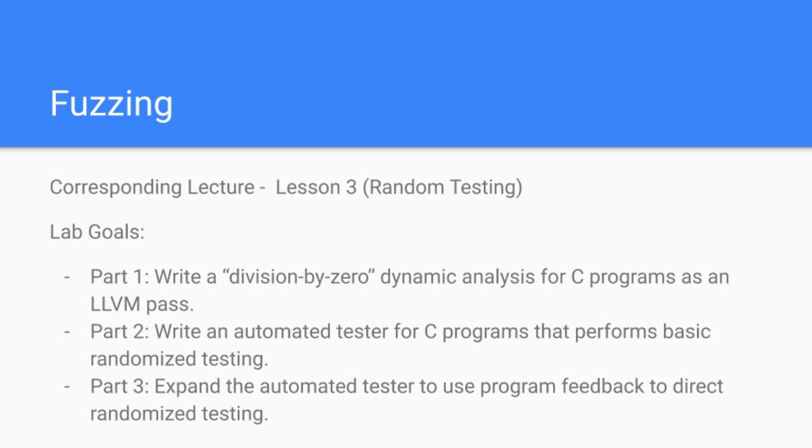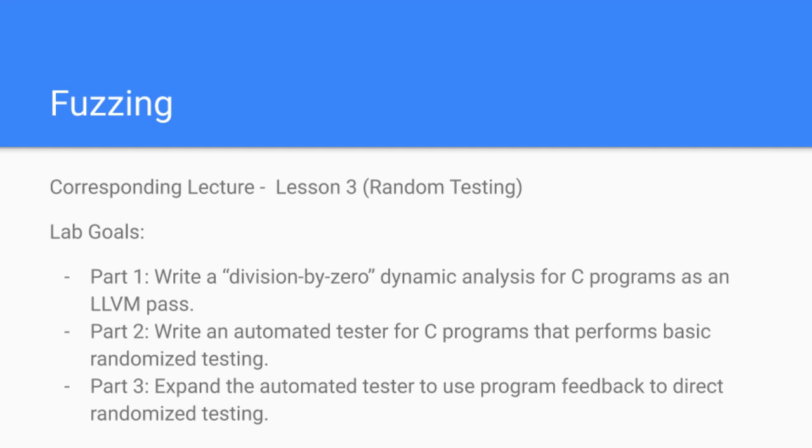In Part 1, you'll be writing a division by zero dynamic analysis for C programs as an LLVM pass. So at a high level, you'll be creating an LLVM pass that will instrument C code with some additional instructions that will perform runtime checks. Your analysis will also be providing some code coverage metrics that will be used in a later part of the lab.